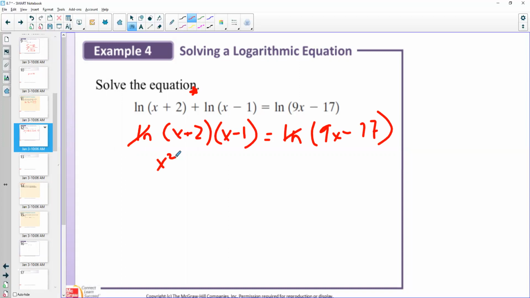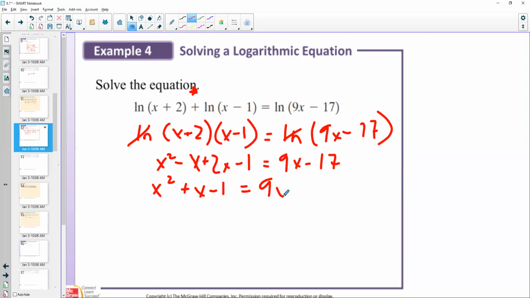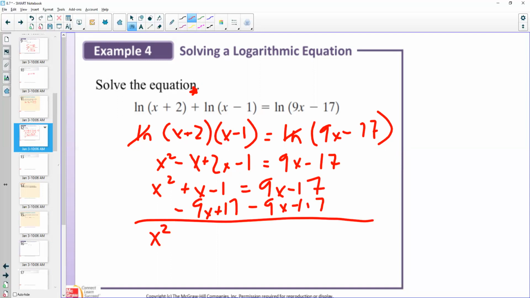So on this side, I'm going to have x squared minus x plus 2x minus 2 equals 9x minus 17. X squared plus x minus 2 equals 9x minus 17. I'm going to move everything to the left, and I'm going to get x squared minus 8x plus 15 equals 0. Well, that's factorable, isn't it?